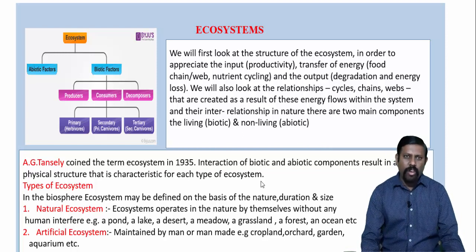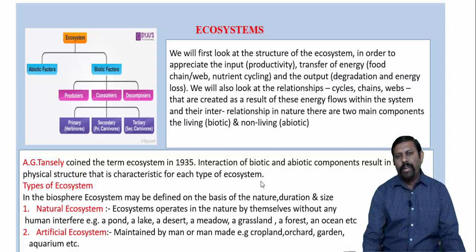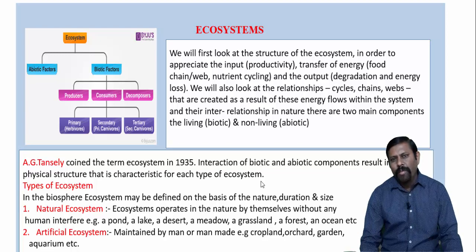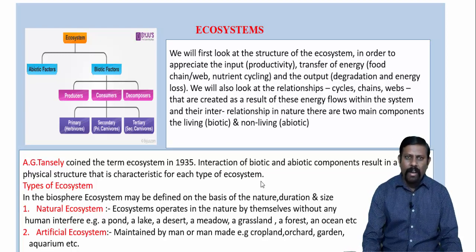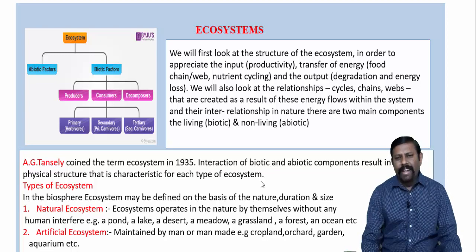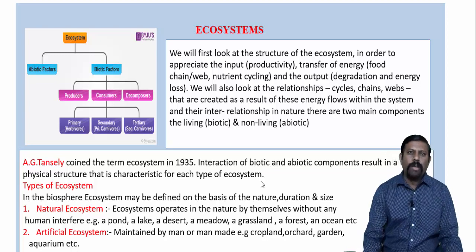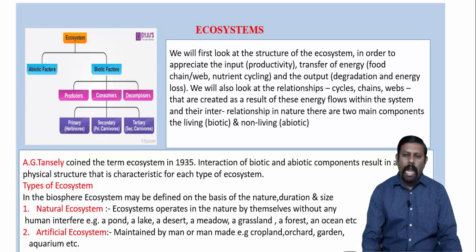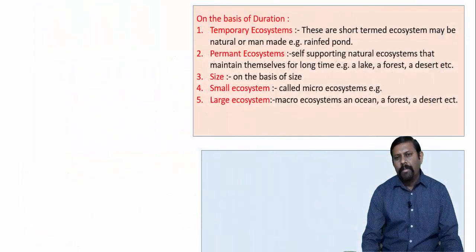So the types of ecosystem in the biosphere: an ecosystem may be defined on the basis of nature, duration and size. The natural ecosystem operates in nature by itself without any human interference. For example, a pond, a lake, a desert, a meadow, a grassland, a forest, an ocean, etc. Artificial ecosystems are maintained by man, or man-made. For example, cropland, orchard, garden, aquarium, etc.